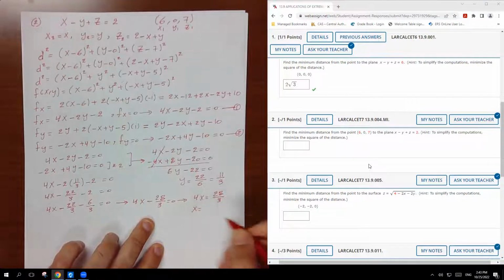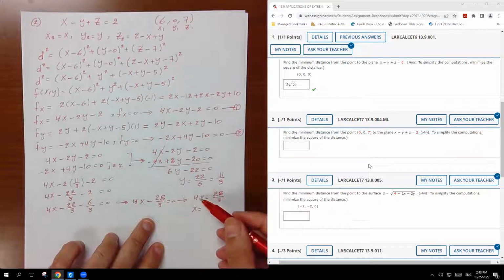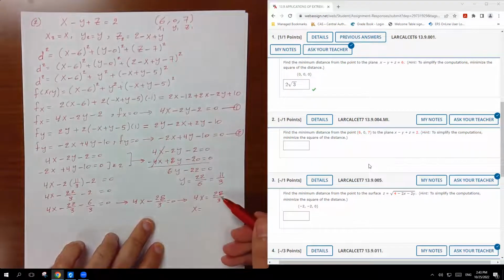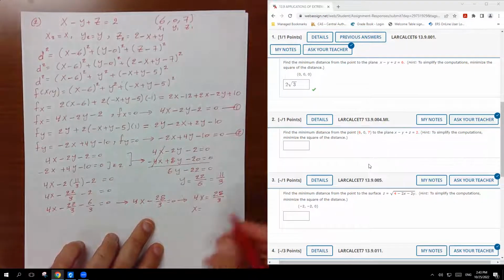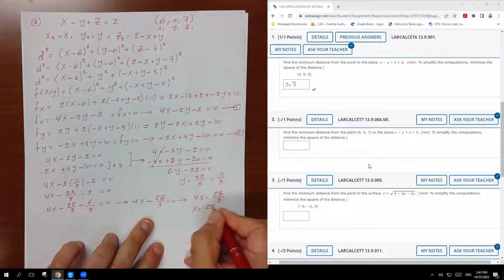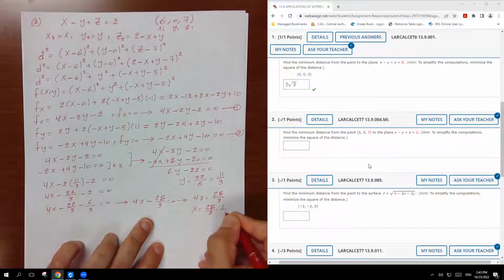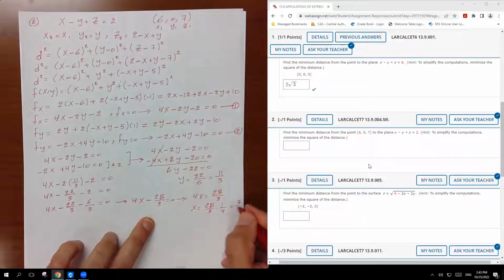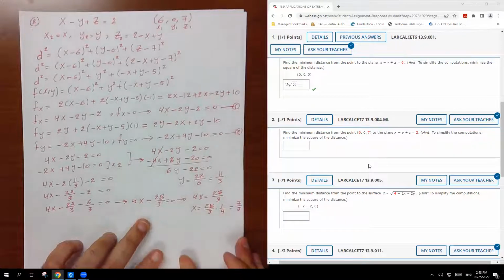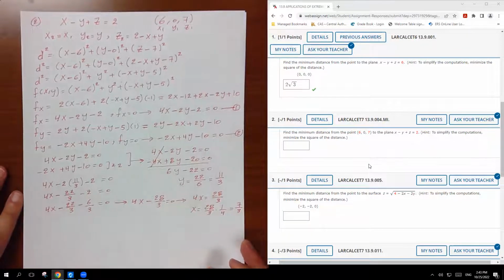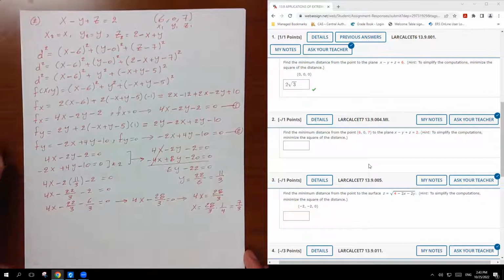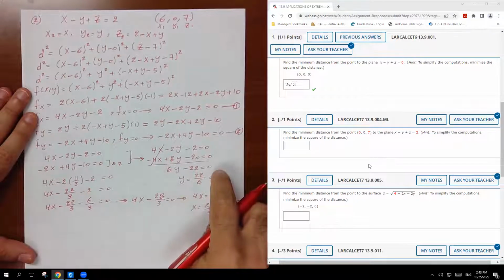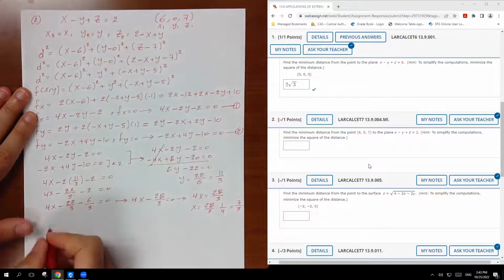That means x, divide both sides by 4, flip the 4, is going to be 28 over 3 times 1 over 4. And this one is going to be equal to 28 divided by 4, which is 7 over 3. So this is the value of x. Now plug in x and y to find the z.